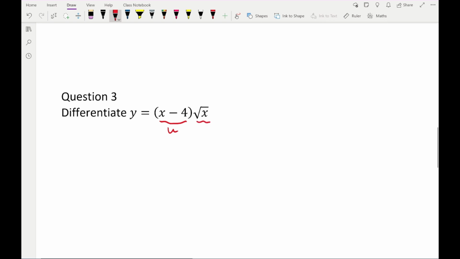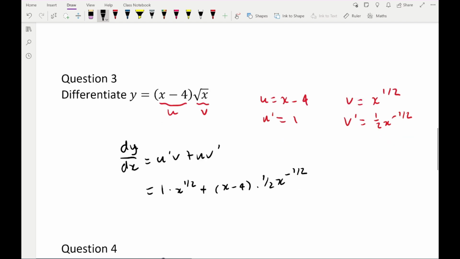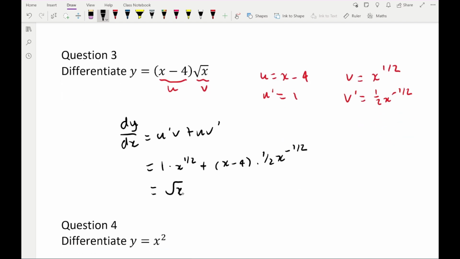Here we have u and v. So u is going to be x take 4, and v I'll just write it as x to the power of a half, because that'll help us differentiate it. U dash equals 1, v dash equals half x to the minus a half. Okay, dy dx is going to be u dash v plus uv dash, which is 1 times x to the half plus x take 4 times a half x to the minus a half. If you want to simplify that a bit more, you've got root x plus x take 4 over 2 root x, if you want to have that simpler.